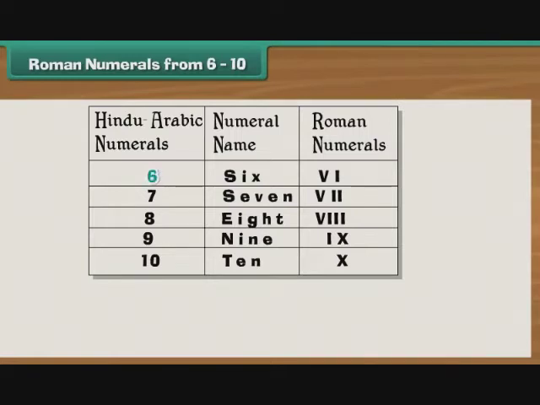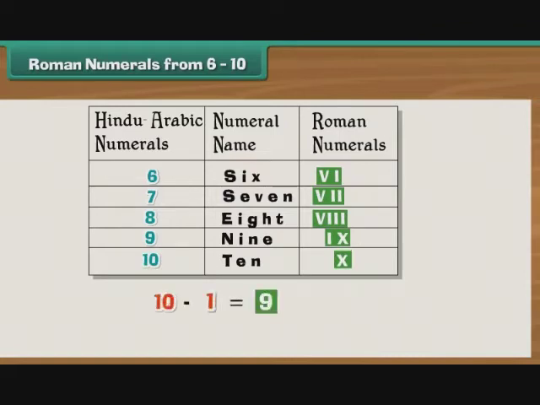Roman numerals from 6 to 10. We know that 6 can be expressed as 5 plus 1. Therefore, 6 is written as VI, meaning 5 plus 1. Similarly, 7 is written as VII, meaning 5 plus 2. 8 is VIII. 9 is IX, and 10 is X. Since 9 is 10 minus 1, it is written as IX, meaning 1 less than 10.